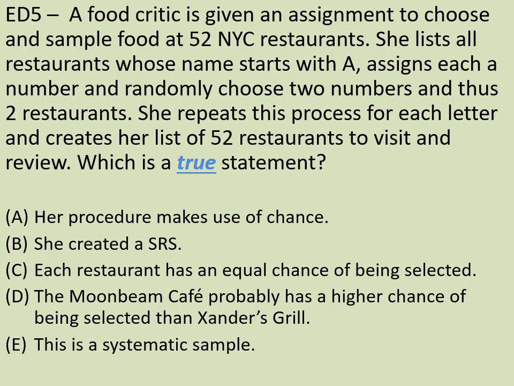ED5. Food critic is given an assignment to choose and sample food from 52 New York City restaurants. She lists all restaurants whose names start with A, assigns each a number, and randomly chooses 2 numbers and thus 2 restaurants. She repeats this process for every letter in the alphabet and creates her list of 52 restaurants to visit and review. Which is a true statement?